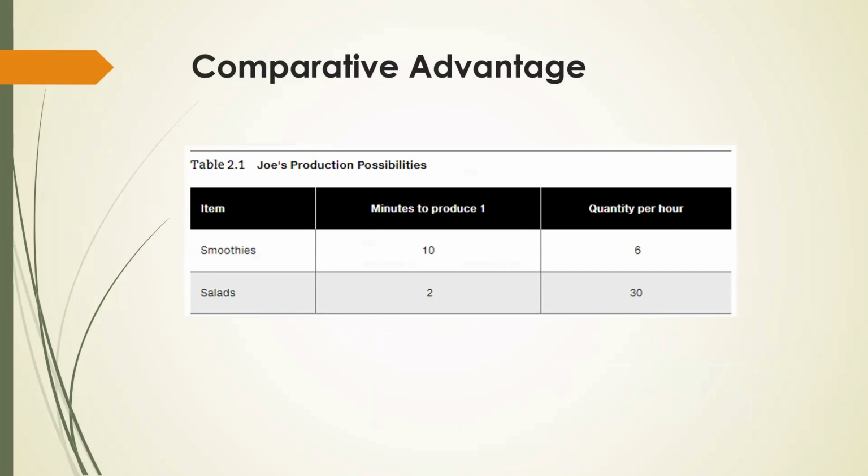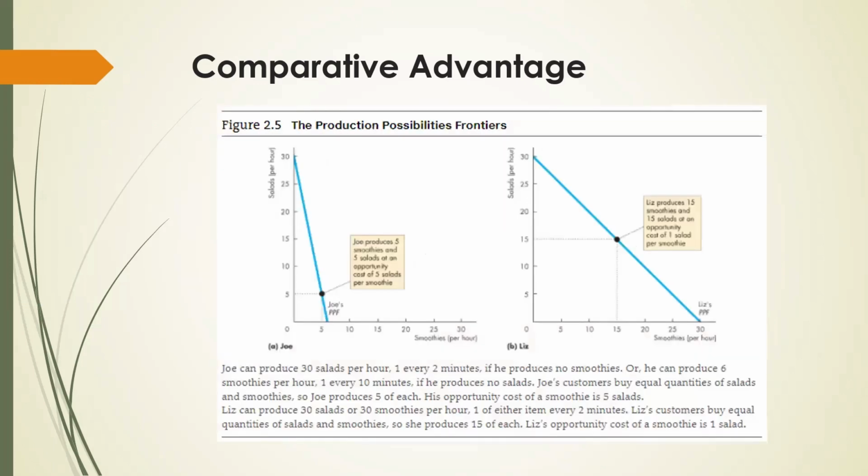Here, this is information for Joe's production possibilities. It takes him 10 minutes to produce one smoothie, so he produces 6 smoothies per hour. It takes Joe 2 minutes to produce one salad, so he produces 30 per hour. Joe would produce 5 smoothies and 5 salads, an opportunity cost of 5 salads per smoothie. Liz produces 15 smoothies and 15 salads at an opportunity cost of 1 salad per smoothie.